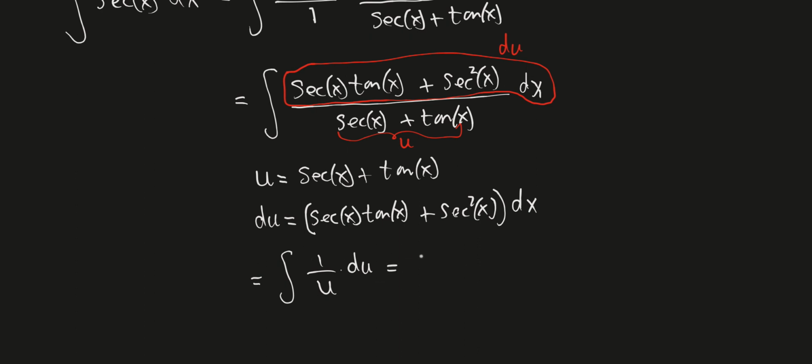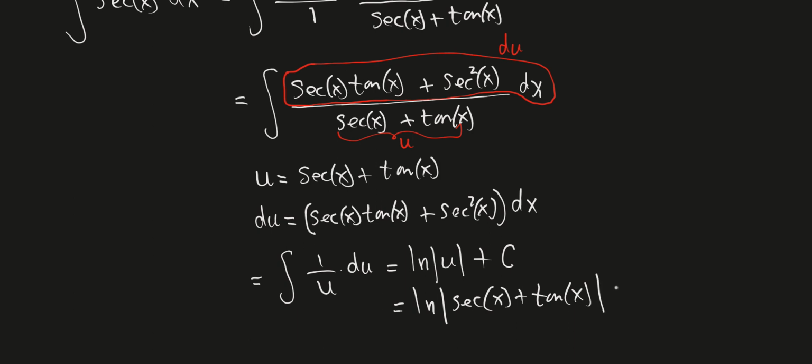So here's our final answer. The natural log of the absolute value of u plus c, and then we reverse the substitution. We don't have any limits, and now we have a result that we can use anytime we have to integrate the secant function. So it's the natural log of the absolute value of secant x plus tangent x plus c, right? And that is the antiderivative of the secant function.